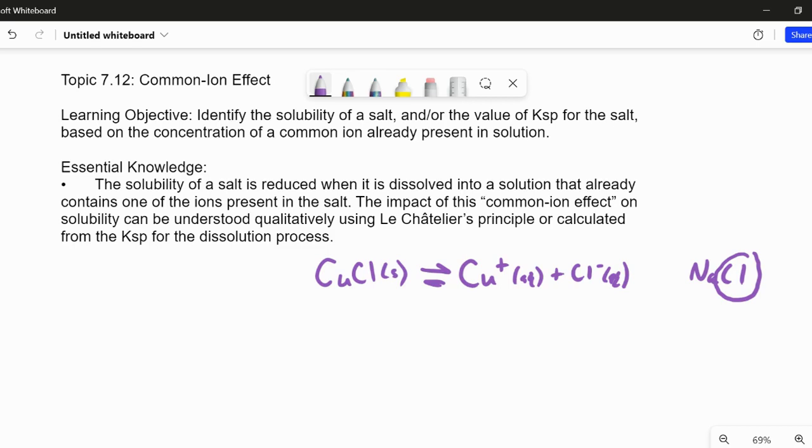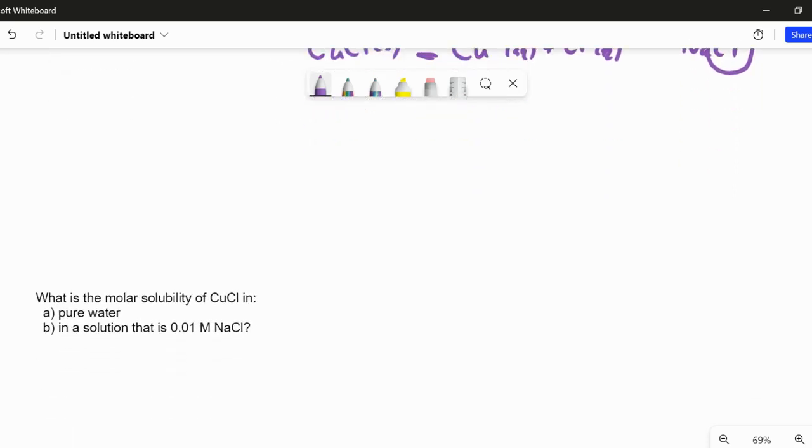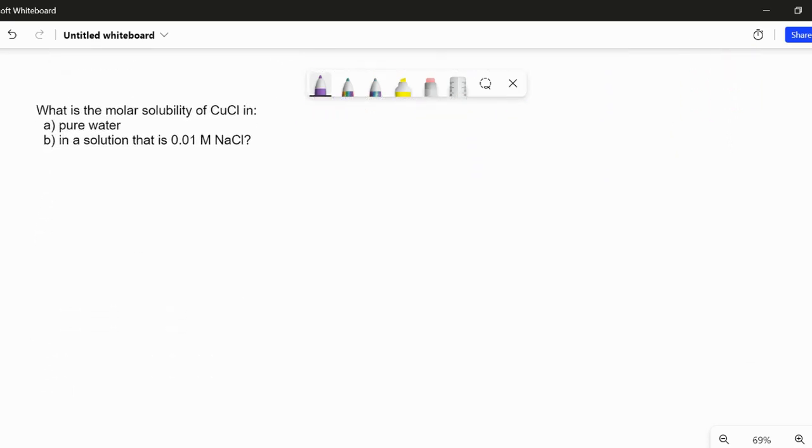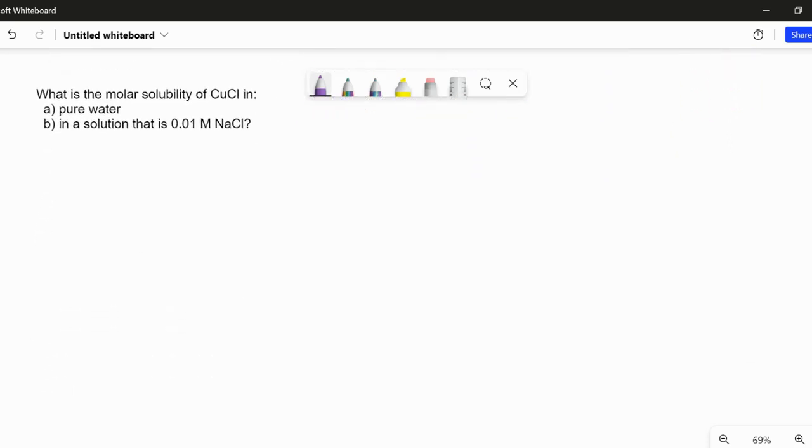So we're going to see how this plays out in a practice problem, where we'll see the solubility of copper chloride in pure water versus its solubility in a solution that already contains chloride. So here is our example. What's the molar solubility of copper chloride in pure water versus copper chloride in a solution that is 0.01 molar sodium chloride, which already has chloride present?